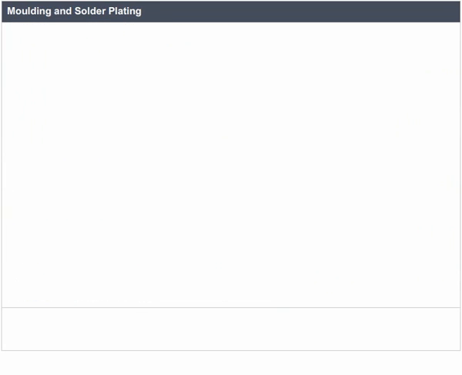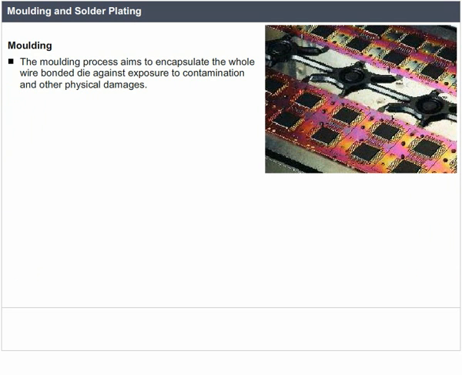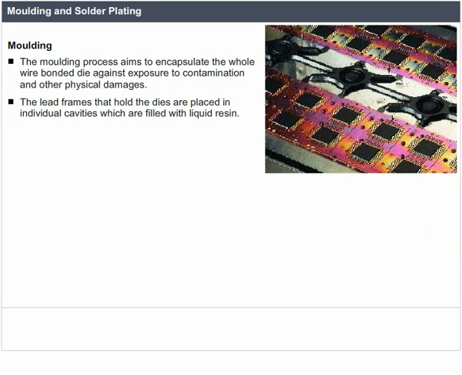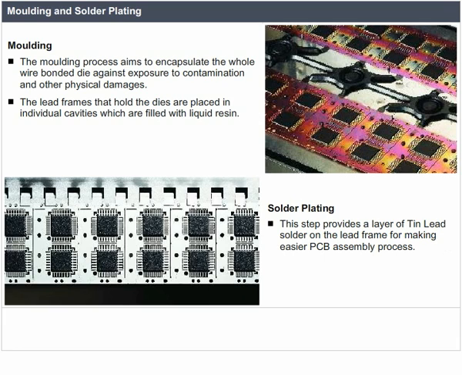Molding and solder plating. Molding. The molding process aims to encapsulate the whole wire bonded die against exposure to contamination and other physical damages. The lead frames that hold the dies are placed in individual cavities which are filled with liquid resin. Solder plating. This step provides a layer of tin-lead solder on the lead frame for making the PCB assembly process easier.